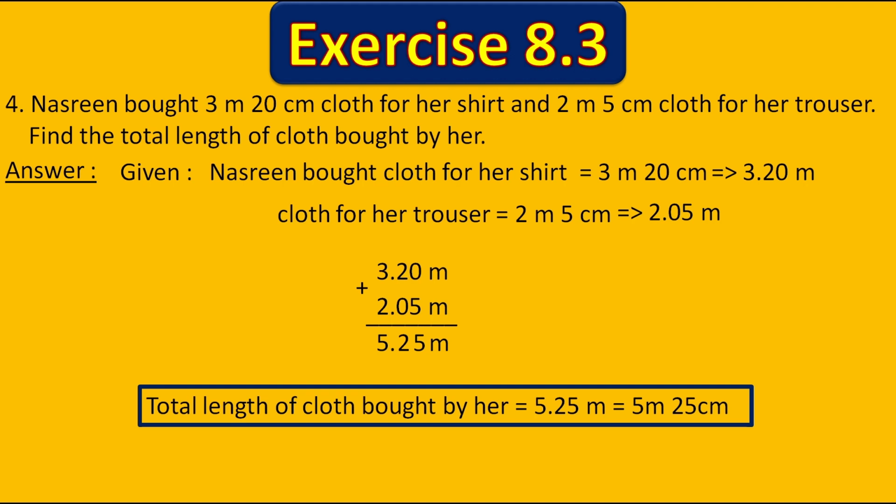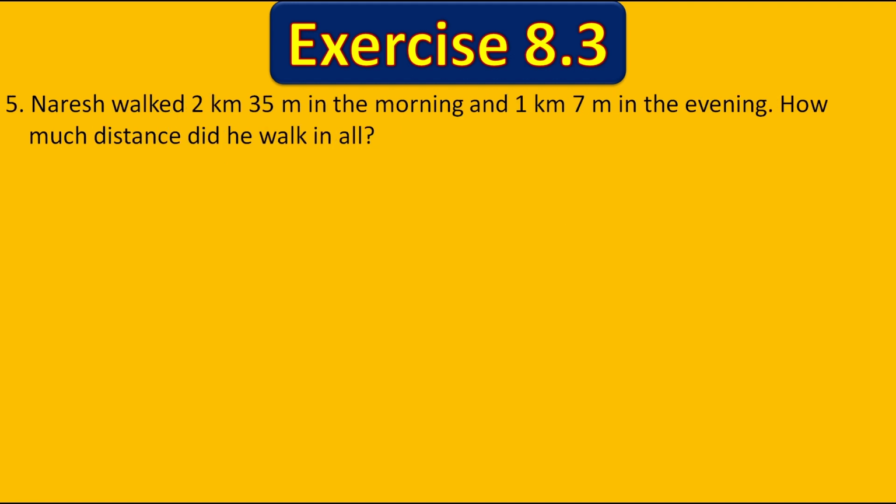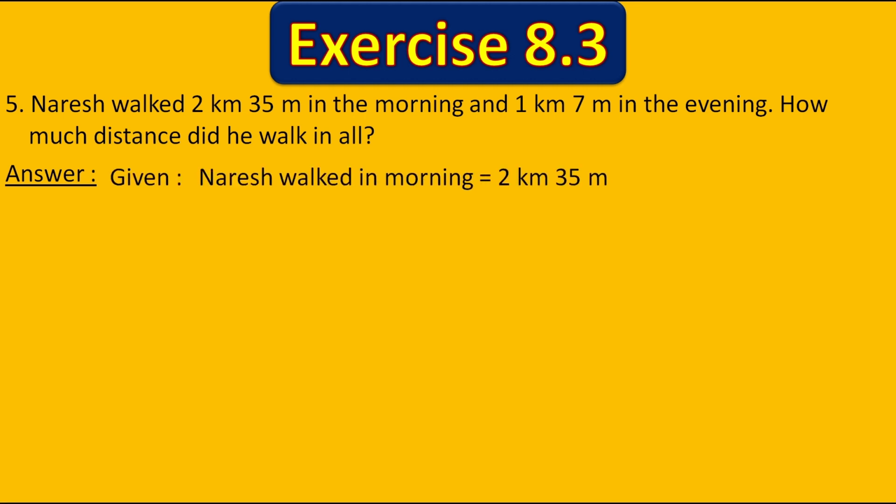Okay. Next we will move to the next question, that is: Naresh walked 2 kilometer 35 meter in the morning and 1 kilometer 7 meter in the evening. How much distance did he walk in all? Okay. So first we will write the given things. Naresh walked in the morning 2 kilometer 35 meter.